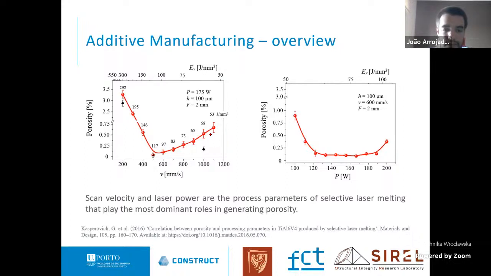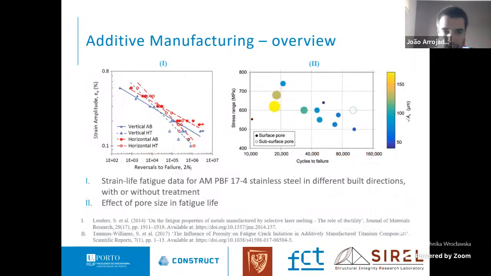The scan velocity and laser power are the process parameters of selective laser melting that play the most dominant roles in generating porosity. So when producing AM metals, there is a need to pay very close attention to these factors. The strain life fatigue data for AM PH 17-4 stainless steel differ in build directions, with and without treatment. And there is also some effect of pore size on fatigue life, all of them taken from literature.